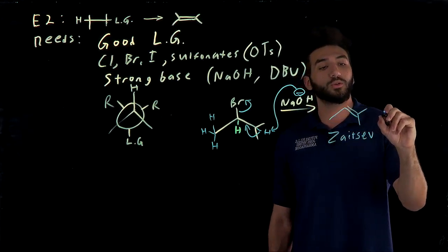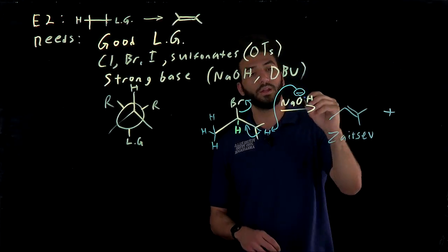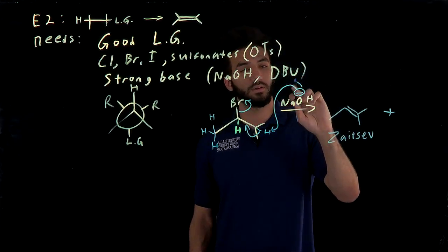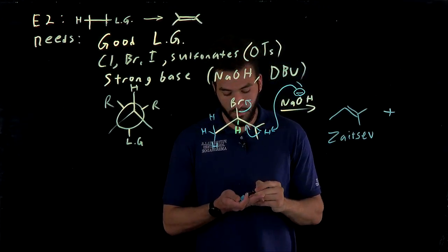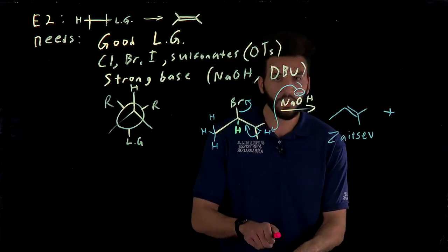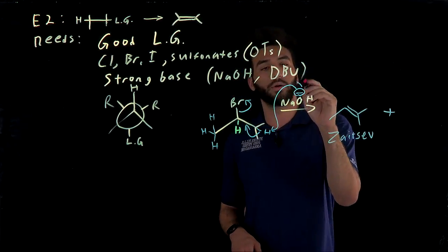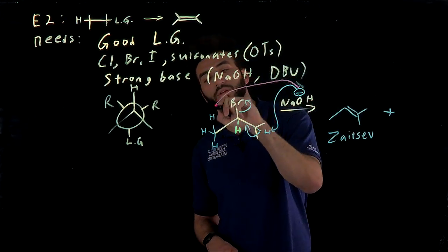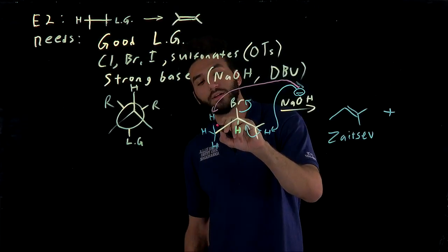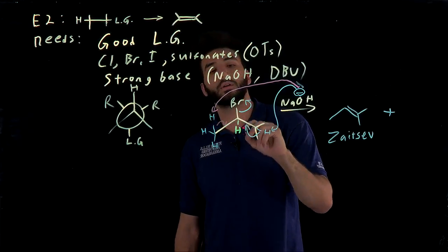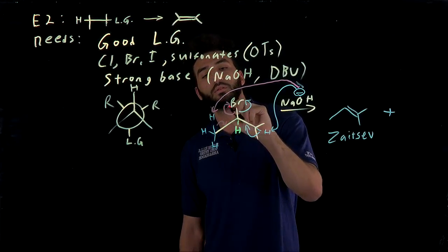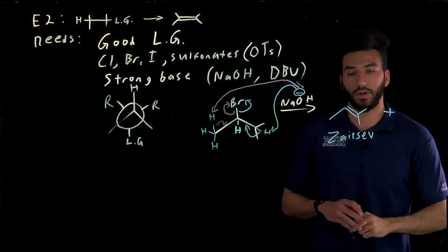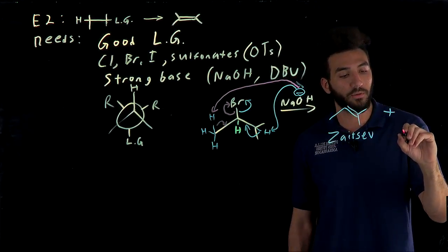Now you do also get the other product when you take this. Here, I'll do this in a different color so you guys can see this better. Let's use pink. So NaOH coming in and attacking one of these hydrogens. This hydrogen is going to leave, form that bond. Br is still going to leave like normal. So that's that E2 reaction. This is going to form your Hofmann product.